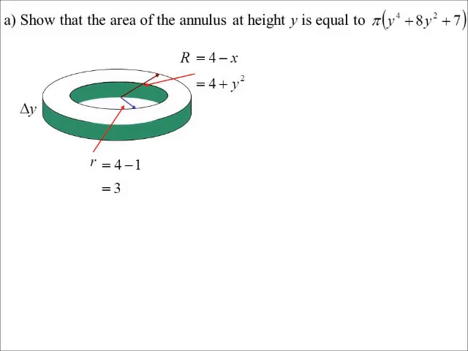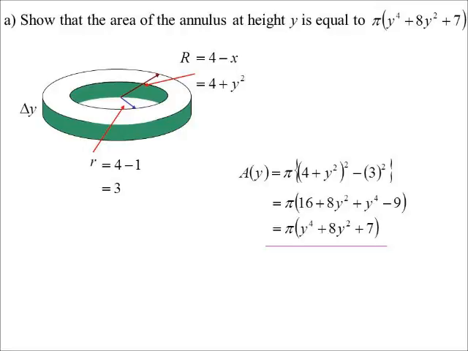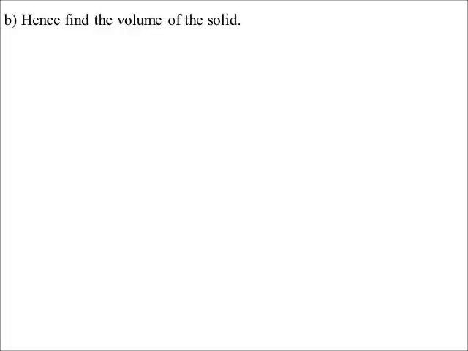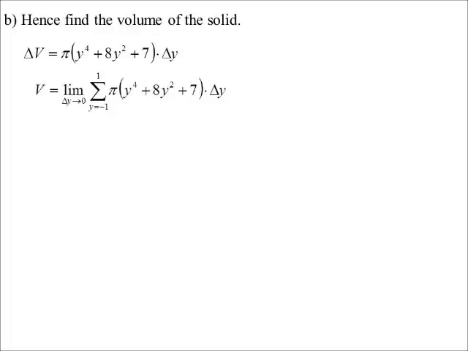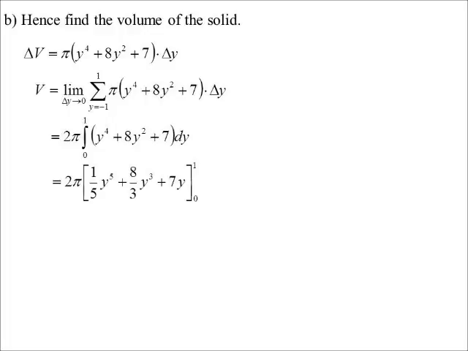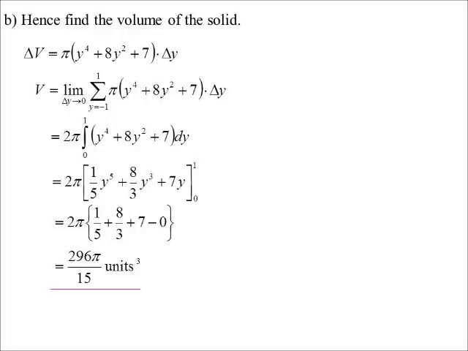Okay, so now we can get their area. There we go. Tidy it up and we match with what they wanted. Excellent. Hence go and find the volume. All right, well now I can say the elements of my volume, summing from -1 to 1. Now it's a nice easy integral to go and do. Add 1 to the power over the power, substitute in, and we have our answer.